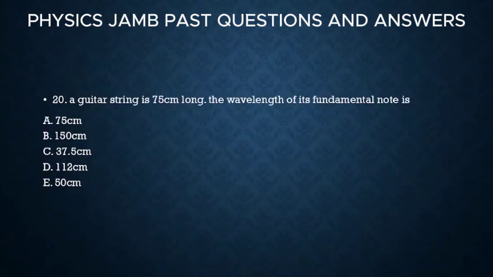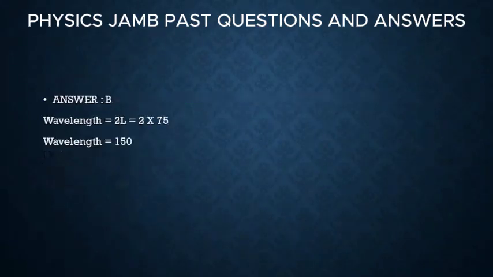Question number 20. A guitar string is 75 centimeters long. The wavelength of its fundamental note is A. 75 centimeters, B. 150 centimeters, C. 37.5 centimeters, D. 112 centimeters, and E. 50 centimeters. The answer is B. From the calculation, wavelength is equal to 2 times the length. That's going to be 2 times 75, which is equal to 150.